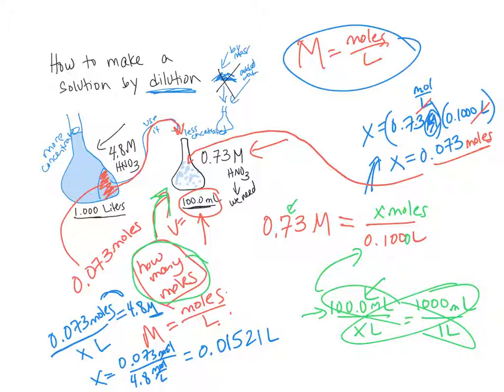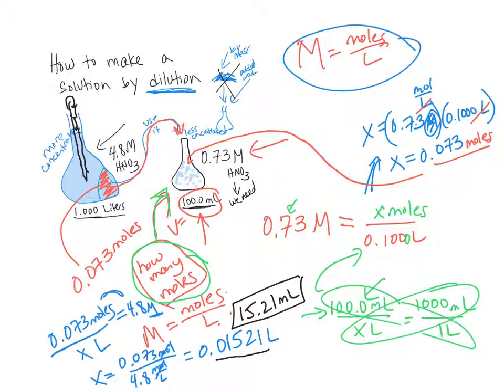So I have to take out 0.01521 liters from here. And to be really precise, I would use a pipette, not a graduated cylinder. I would put a pipette in here and measure out, and that's what you're going to do. You're going to use a pipette, and we'll learn how to do that. You'll measure out 0.01521 liters, which is 15.21 milliliters.